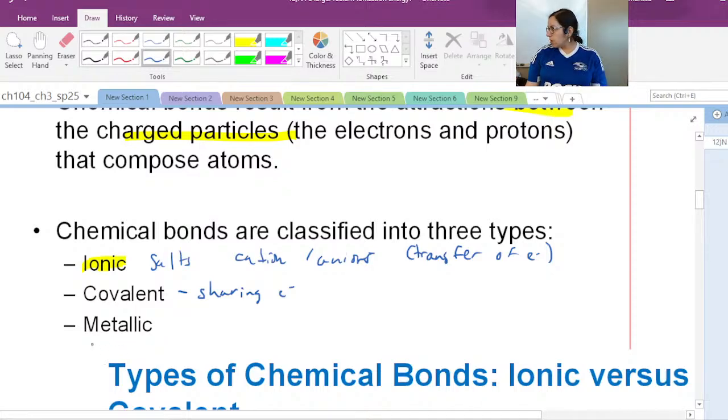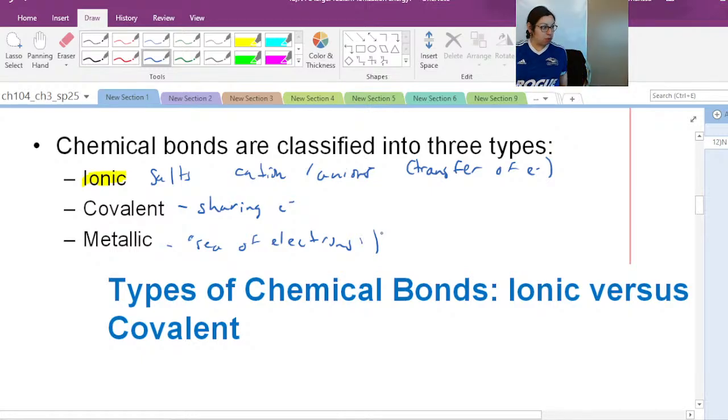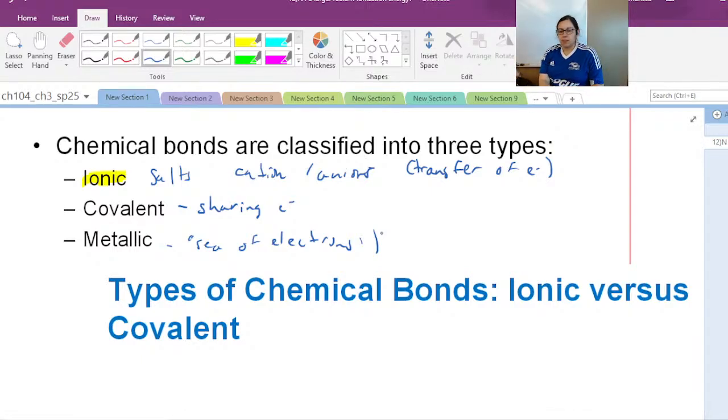And then we really won't get into metallic bonding in this class. That is often just classified as a sea of electrons and has to do with the delocalization. But again, we don't want to get into that right now in this class.